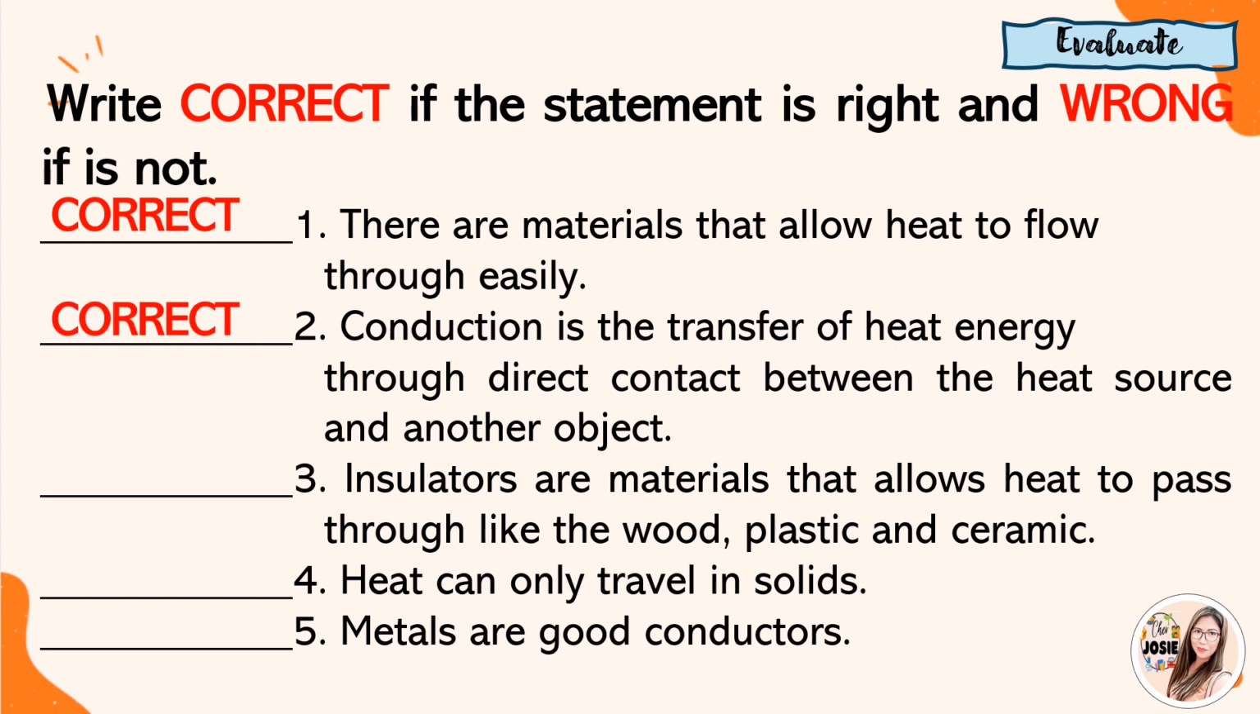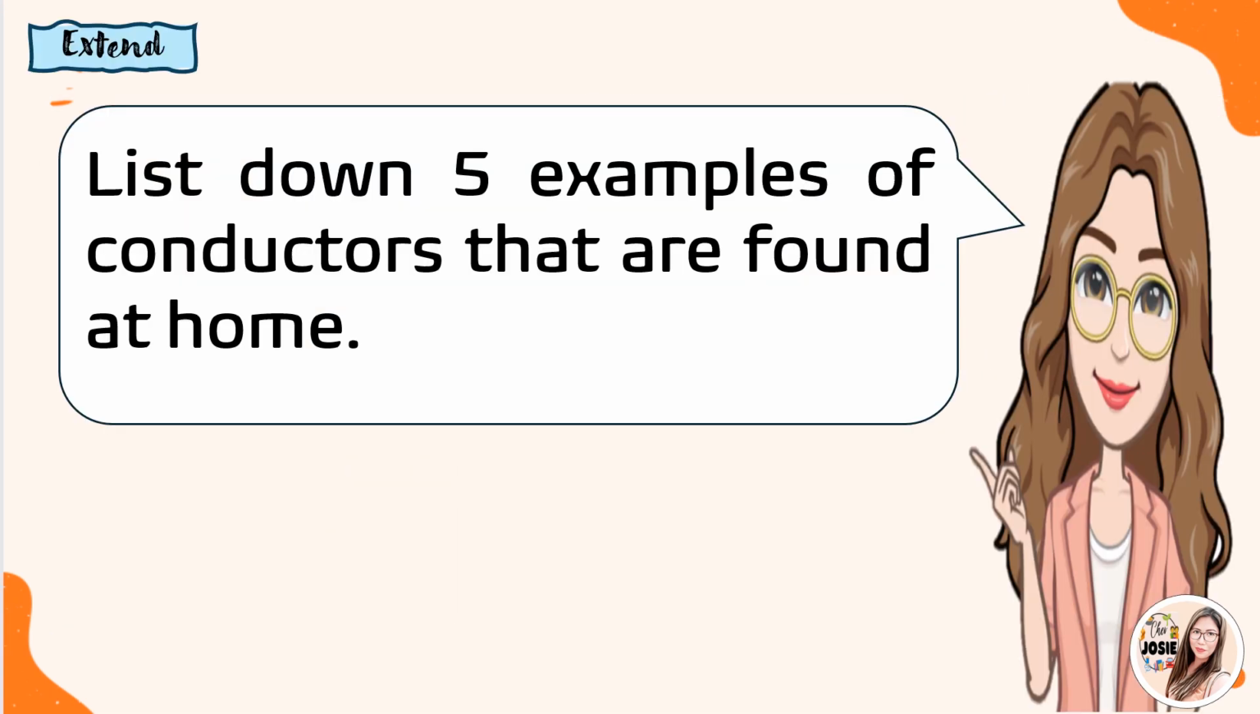Number 3, insulators are materials that allow heat to pass through, like wood, plastic, and ceramic. The answer is wrong. Okay, number 4, heat can only travel in solids. It is wrong. Number 5, metals are good conductors. The answer is correct. I do hope you got a perfect score. For your assignment, kindly list down 5 examples of conductors that are found at home.